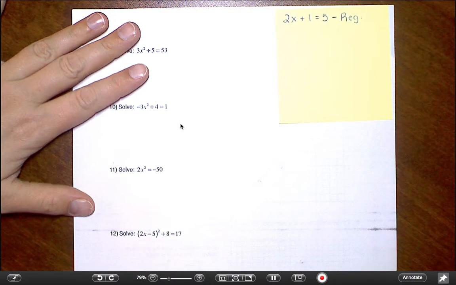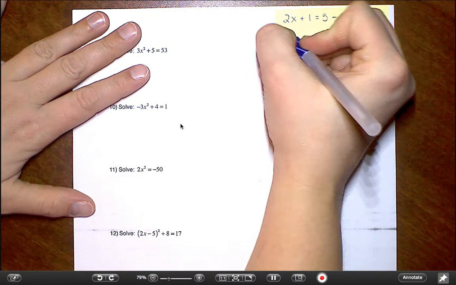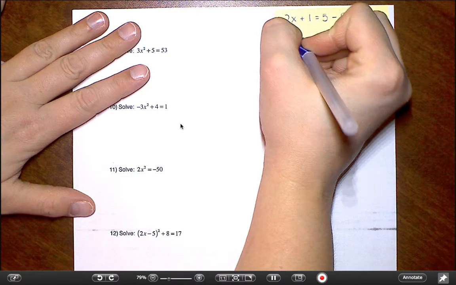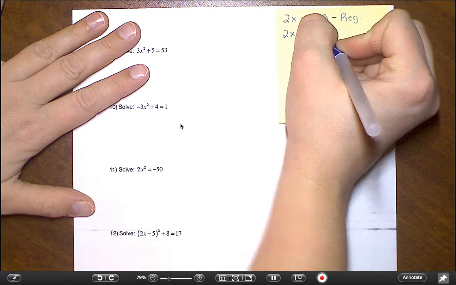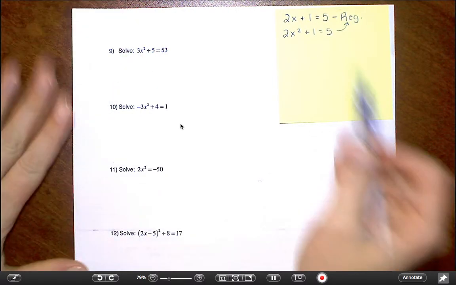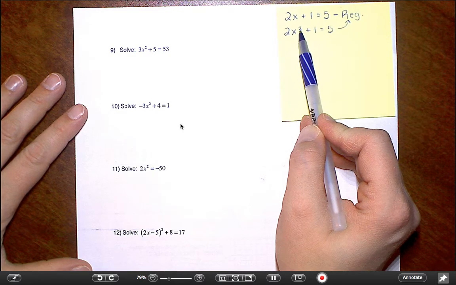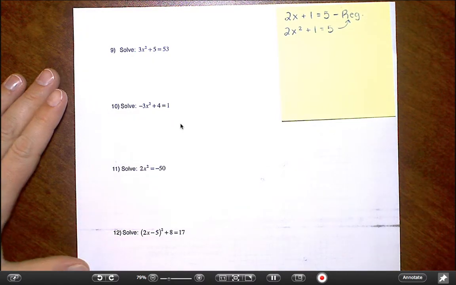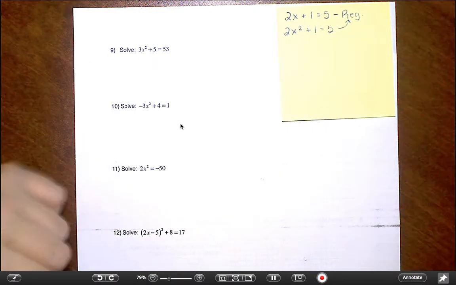Now, if I throw a square on there, if I make it 2x squared plus 1 equals 5, I can still use regular solving. I can subtract 1, I can divide by 2, and then my very last step would just be to take a square root to get rid of that square. So that's the inverse operations, that's one of the ways we can solve.